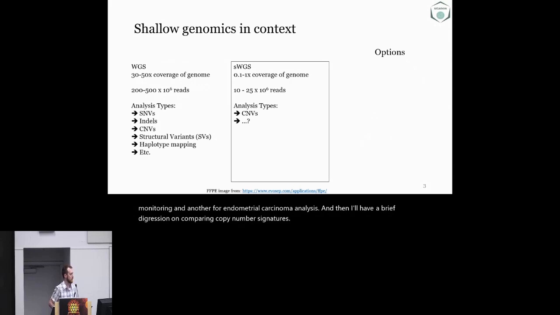So, Utanos was built with shallow genomics in mind. WGS is 30x to 50x coverage of the genome, a lot of reads. And SWGS is significantly less, 0.1 to 1x coverage. And what this really means is analysis types. That's the difference. With WGS, you can get SNVs, indels, structural variants. With SWGS, you're pretty much restricted to copy number variations.